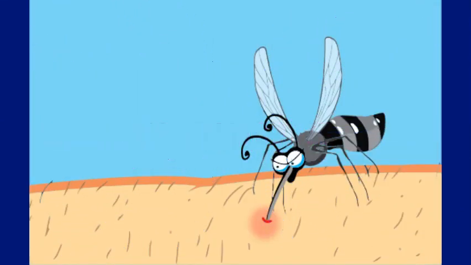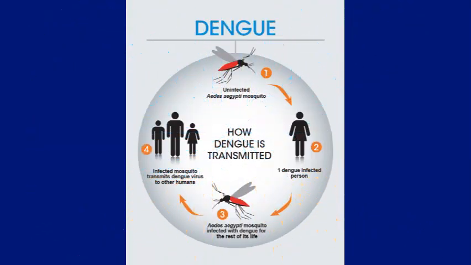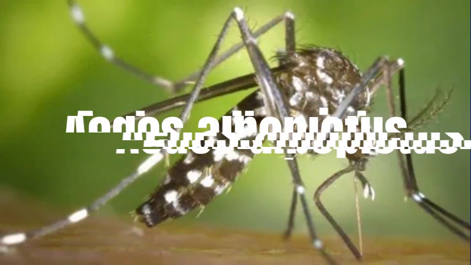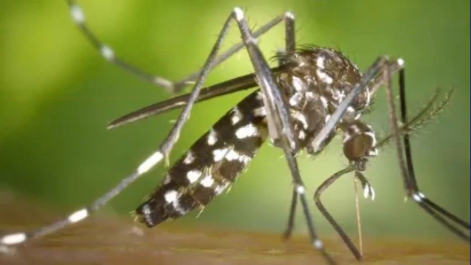Understanding how dengue spreads is crucial. Aedes mosquitoes play a pivotal role in transmitting the virus through their bites. They become infected when they bite a person who is infected with the virus. Once infected, mosquitoes can continue to spread the virus throughout their lifetime. These mosquitoes also spread the Zika and chikungunya viruses.